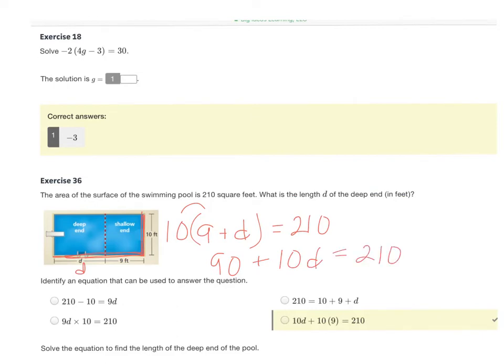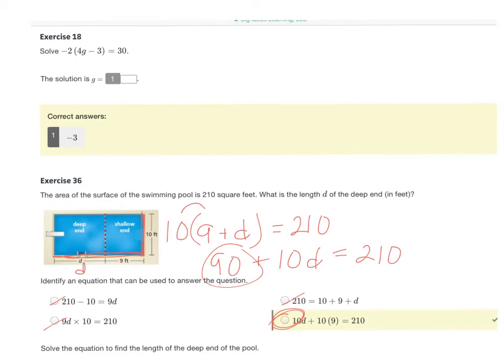Identify an equation that can be used to answer the question. So, which one do we have here? 9d times 10 equals 210. No, it's not that one. It's not 210 minus 10 equals 9d. It's not 210 is equal to 10 plus 9. It is 10d plus 10 times 9, which would give us the 90, is equal to 210. So it's got to be that one.